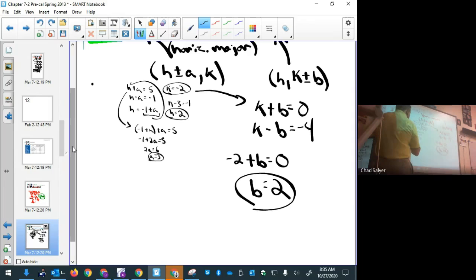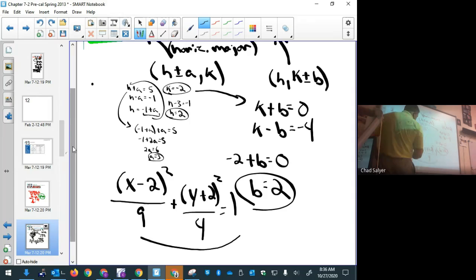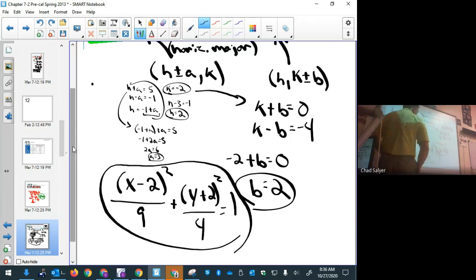So horizontal major, h is 2, a is 3, so a squared is 9. And then the k is -2, so that's going to be that. b is 2, so b squared is 4. There's our answer.